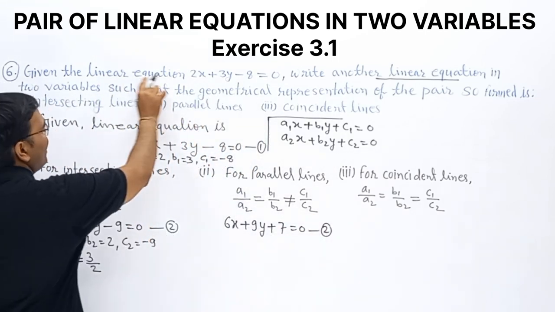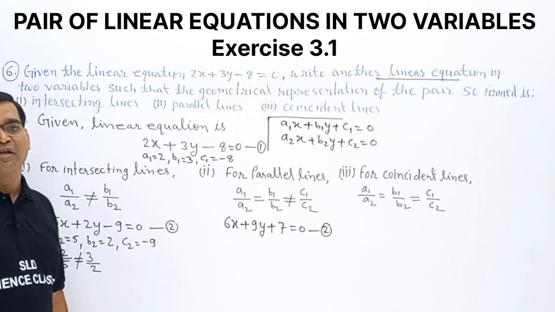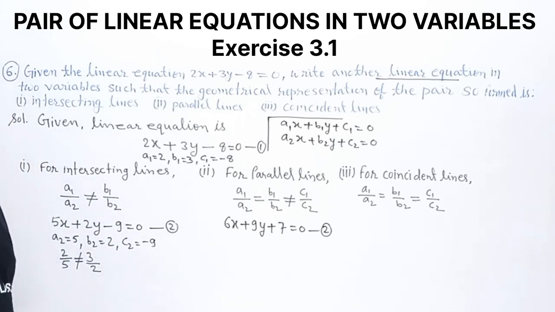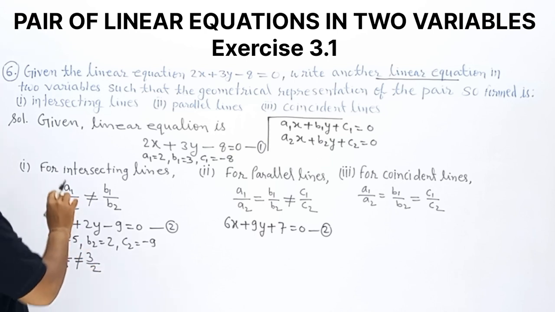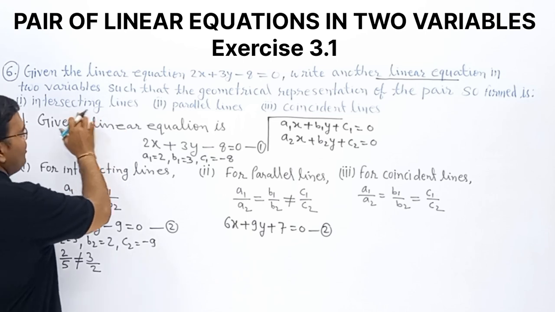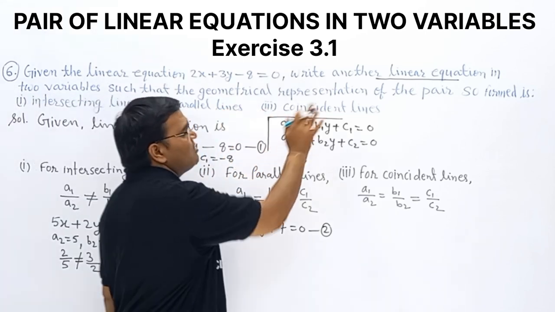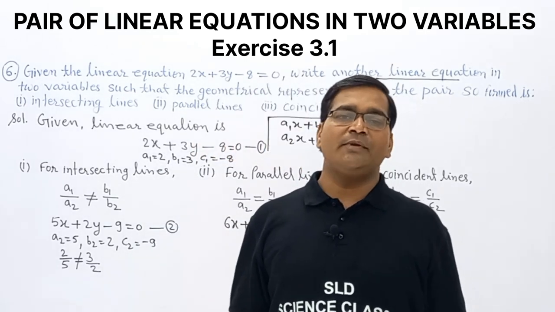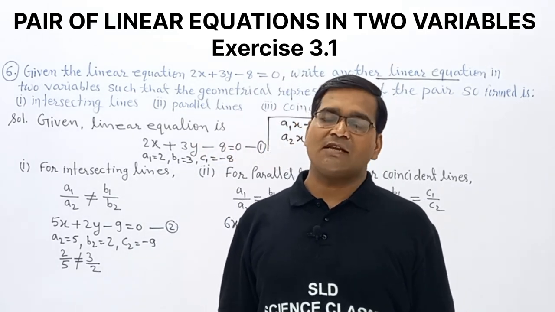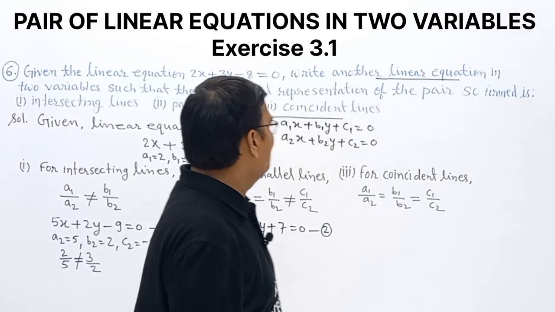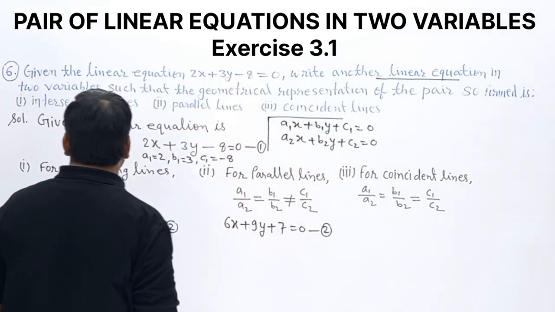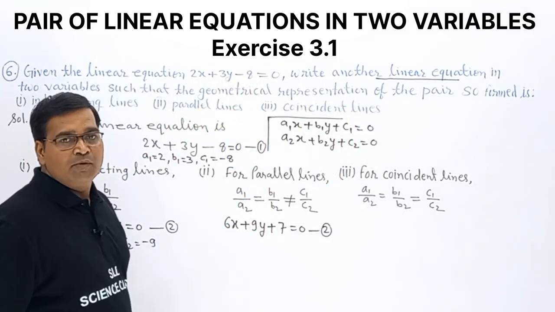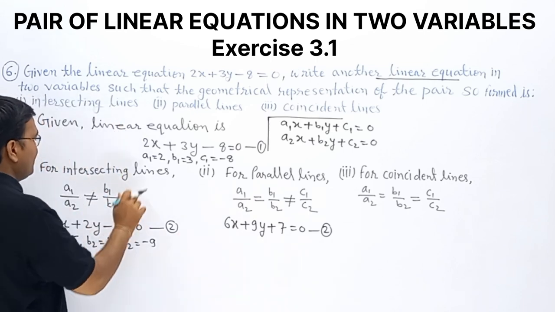In the question we are having one linear equation in two variables. We want to find another linear equation in two variables. Why? Because with a pair of linear equations in two variables, only then can we say whether they are intersecting lines, parallel lines or coincident lines. So one we have in the question, and the other we write by using the conditions.